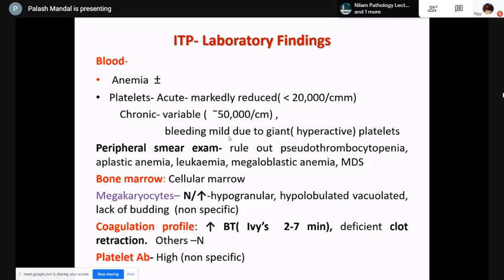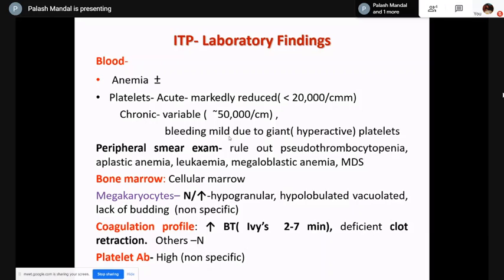So peripheral blood examination, that is the visual blood examination after staining the peripheral blood smear, is very important, whether a technician is seeing or a pathologist is seeing. Then comes aplastic anemia, which is one of the important causes of anemia. So you have to rule out whether only the platelet component is low, or there is pancytopenia.